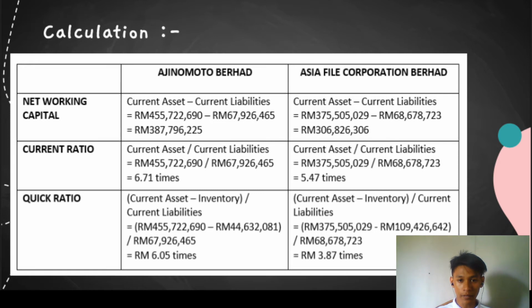The last one is quick ratio: current asset minus inventory divided by current liability. Ajinomoto Berhad is better than Asia File Corporation Berhad in the company's short-term liquidity.